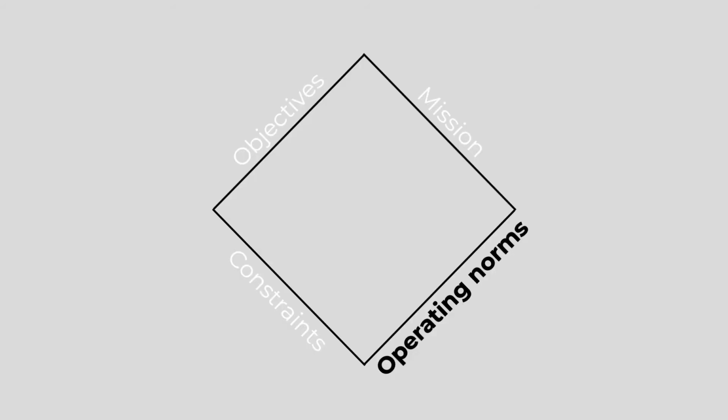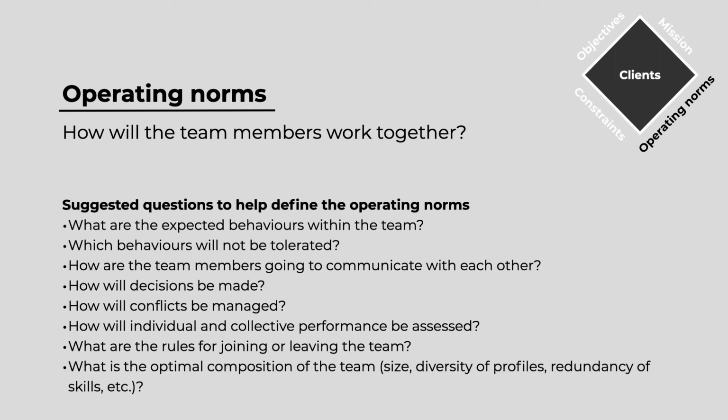The fourth side of the sandbox are the operating norms. The norms describe how the team works and what behaviors are acceptable and expected. The operating norms are probably the most interesting element for the team members. They are similar to membership rules and are very useful to support collaboration and reduce potential conflicts among team members. Here are a few questions to help you define your operating norms.